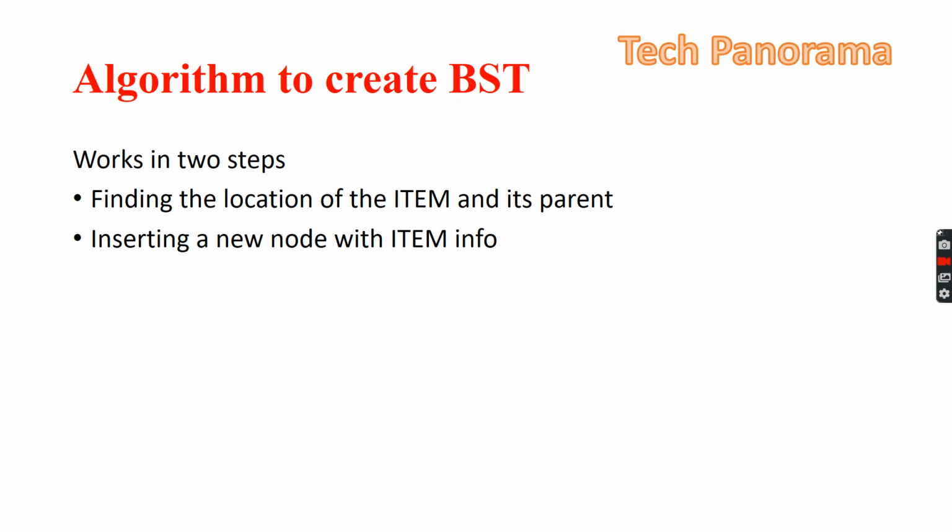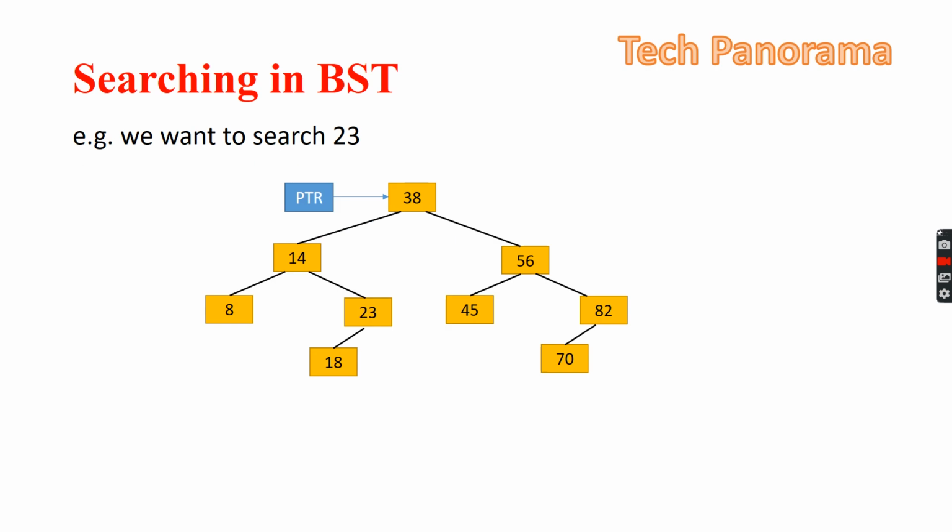First, we will discuss finding the location of the item using the searching algorithm. So here is an example through which I would like to explain how the searching procedure works. I am taking two cases: the item may exist in the binary search tree, or the item does not exist in the binary search tree. First example is the item exists in the tree. For example, we are taking 23. First 23 will be compared with the root of the tree, that is 38.